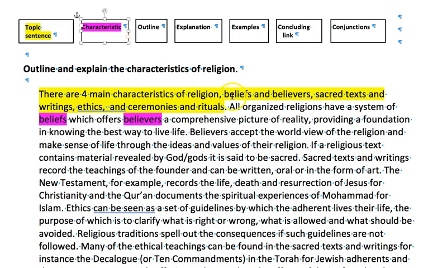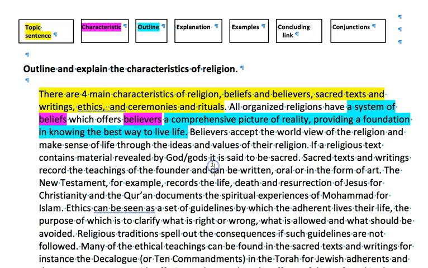And we're going to outline that. We're going to say what it is. All organized religions have a system of beliefs, which offers believers a comprehensive picture of reality, providing a foundation in knowing the best way to live life. So now we're going to explain the link between the two. Believers accept the worldview of the religion and make sense of life through the ideas and values of that religion.